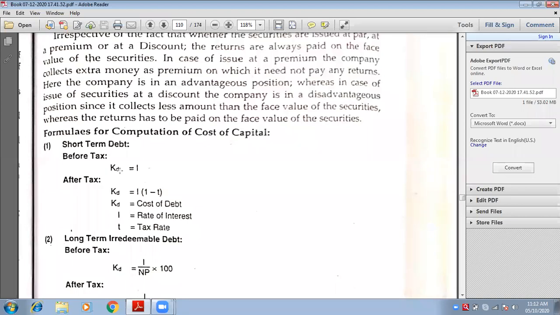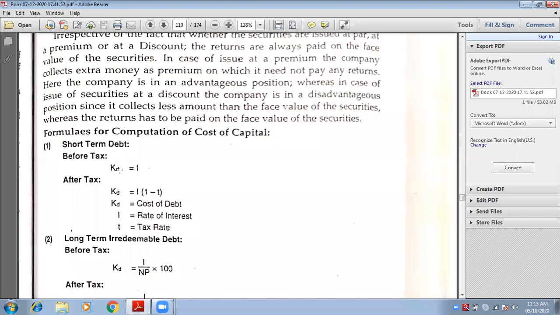Now, what do I pay them? What is my KD? What is the cost that I'm paying to them? Interest. What is paid to debenture holders? Interest. What is paid to bond holders? Interest. Coupon rate is also known as interest only. What is paid to persons who give loans? Interest. So to all my debt holders, I'm paying interest. Whatever I'm paying becomes my cost. Therefore, KD is I. I means interest.